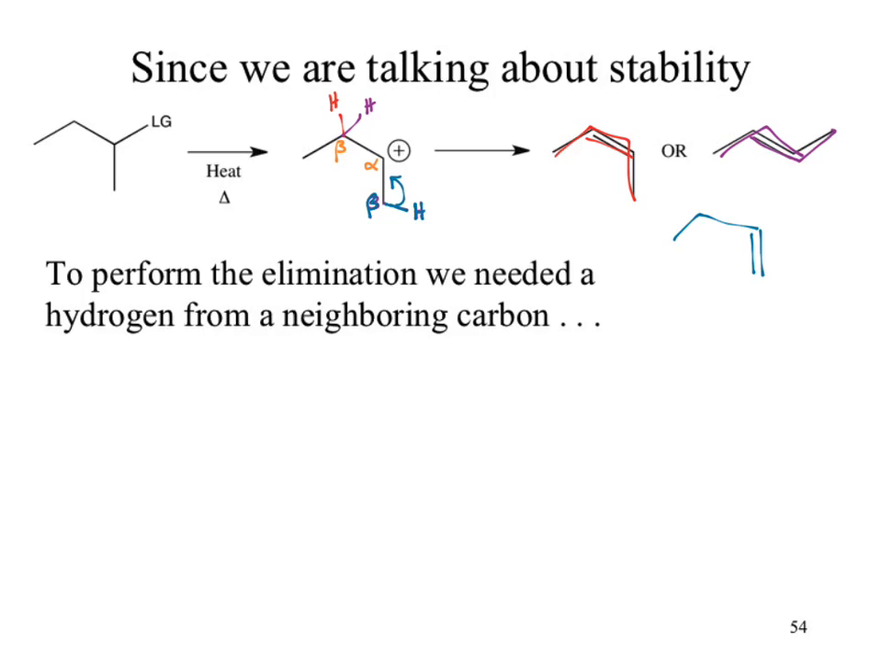Well, the cis and trans are clearly the more important product. But why are they the more important? Well, they're more stable than the blue one. Why are they more stable? There's more substituents attached to the carbons of the double bond in red and purple than there is in the blue.